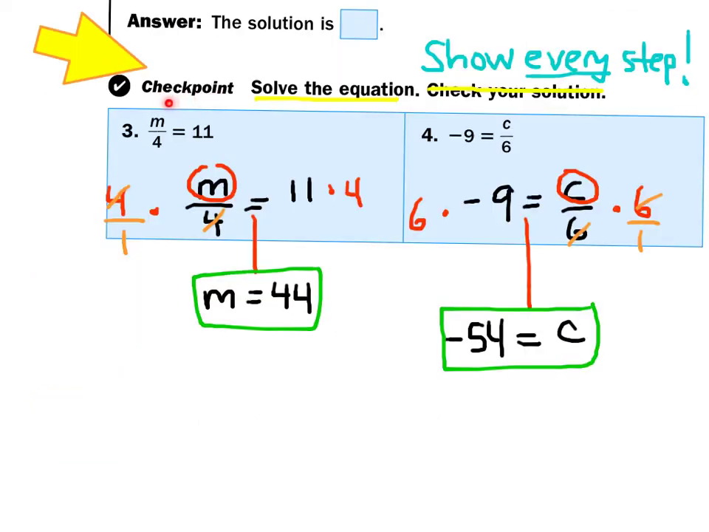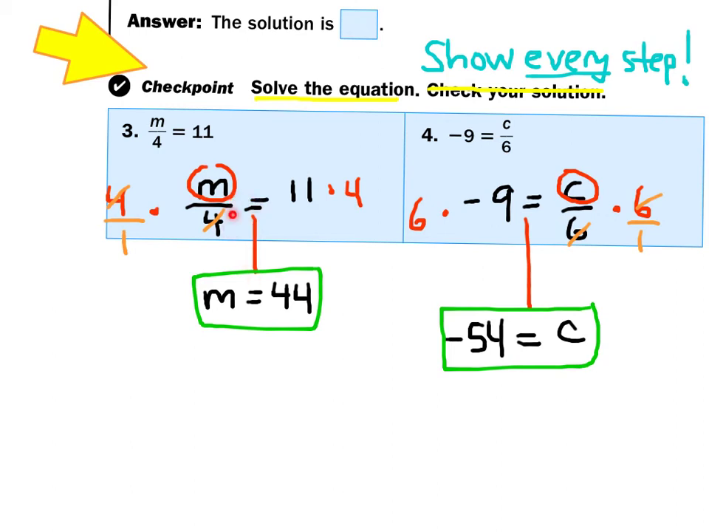Okay, so let's go over the checkpoint here. It says solve the equation. Now remember, show every step. That's very important. So take a look at number 3. We have m over 4 equals 11. So the first thing I did is I wrote it, m over 4 equals 11. And then circle your variable, bring the wall down underneath the equal sign.